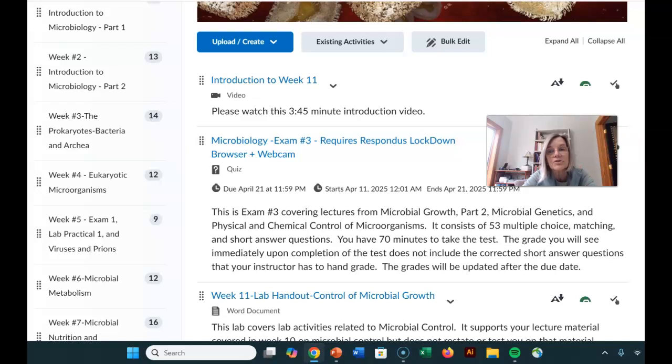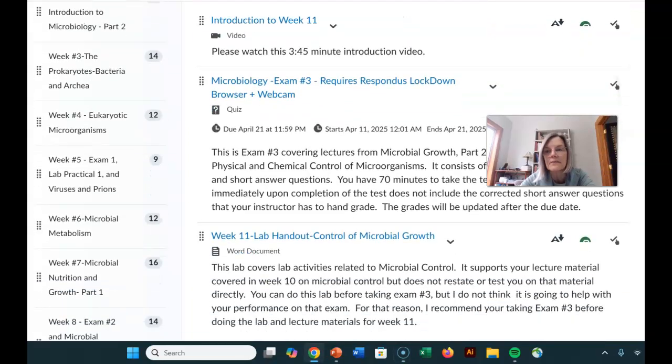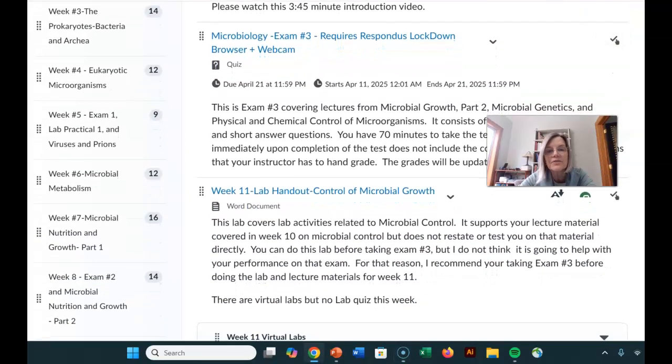Remember that there's going to be some short answer questions on there, and I have to grade those by hand, and I don't usually do it until the day after the test is due. So I try to do everybody's at the same time. So keep in mind that the initial grade that you see will probably get a little bit higher as I grade those questions.